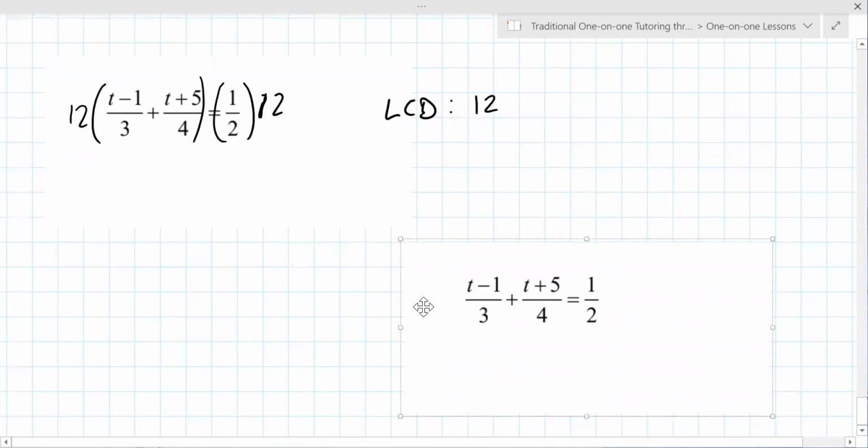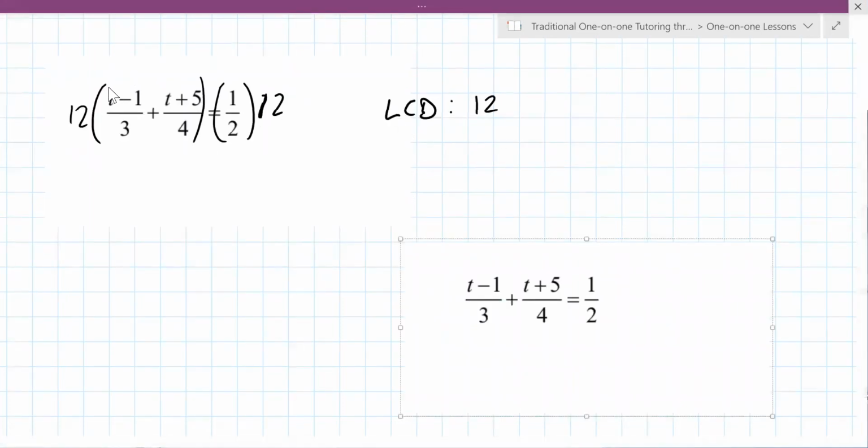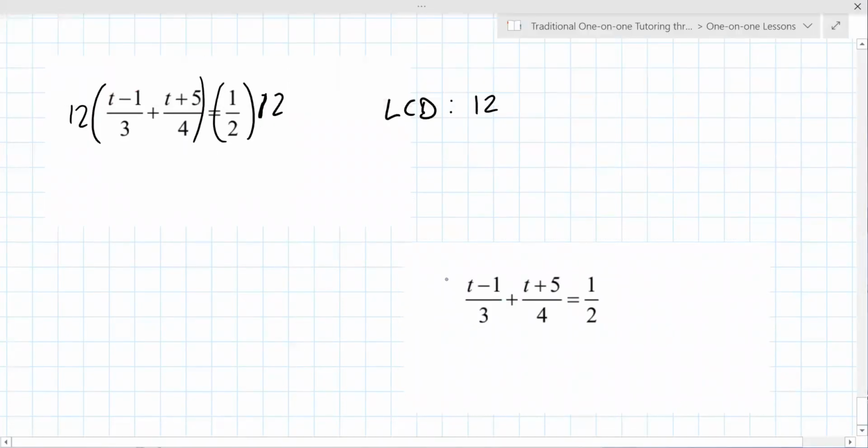The other option is, let me change colors here, since you want 12 in the bottom, you multiply the top by 4 and the bottom by 4, the top by 3 and the bottom by 3, and then the top by 6 and the bottom by 6. Which do you see yourself doing? Because they're both correct.